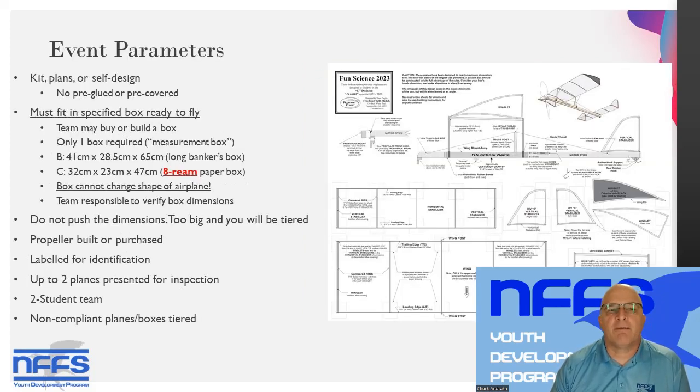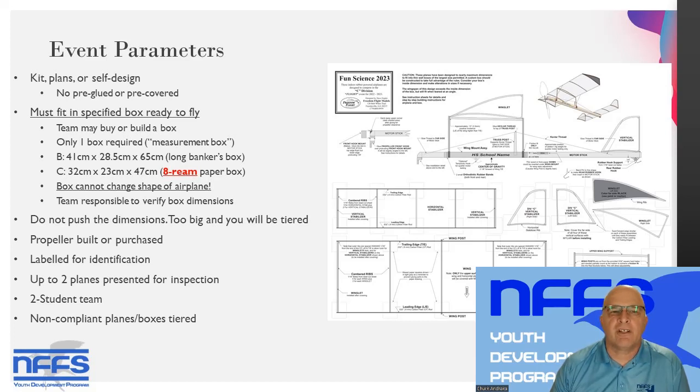Some of the event parameters: the planes may be a kit, they may be built from plans, or they can be a self-design. The only stipulation here in the kits is that no pre-glued or pre-covered parts are allowed. The aircraft must fit in the specified box, and that box is provided by the team, not by the event supervisor. So the team may buy or build a box, but only one box is required this year.